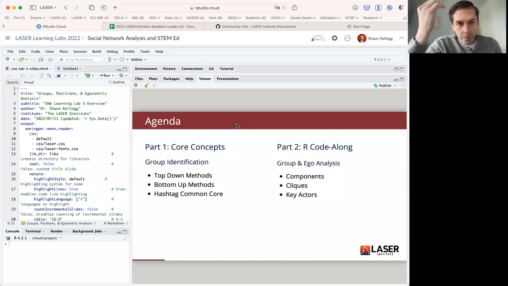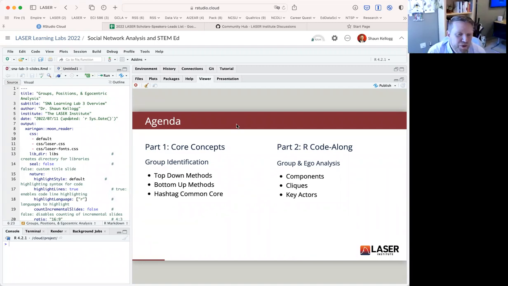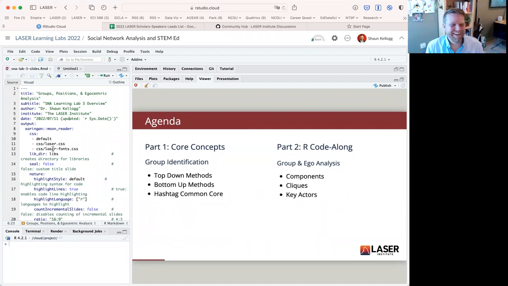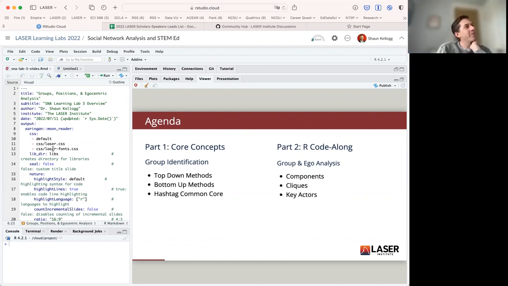I might be messing up, but why is my agenda different than yours? Oh no, good question. When you have your documents, you're looking at your source pane. Does yours say SNA Lab 3 slides? Oh, that's my mistake. All right, thank you. Are you on Lab 2 or Lab 1? Lab 1. All right, makes sense. I'll fix that.